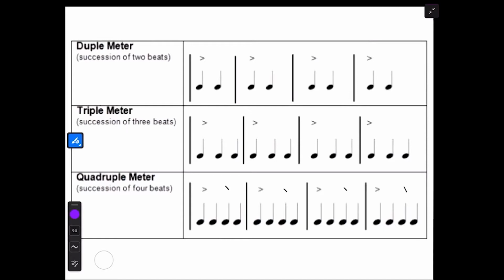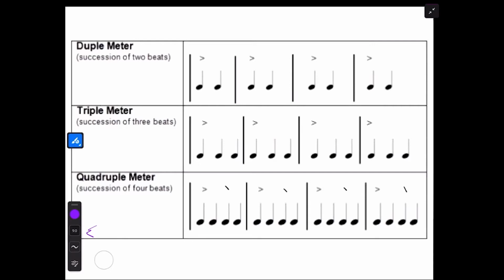So if you ignore all the stuff that's over here on the side, this box right here and everything, that's just my controls. But you'll see we have duple, which is 2. Du means 2, which is 2 beats. Triple, tri means 3, so there's 3 beats. Succession of 3 beats grouped together. Quadruple meter, succession of 4 beats grouped together.